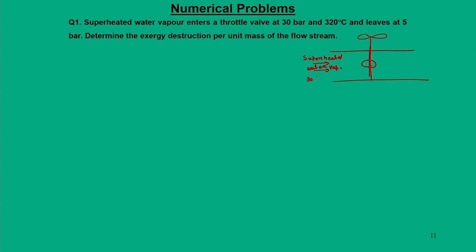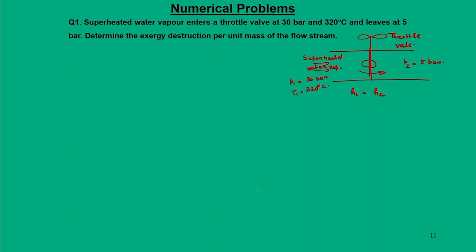So, it is at 30 bar, 320 degree centigrade. So, condition P1 and T1 is given to us, and when the valve opens, it allows this flow, and the stream leaves at P2 equal to 5 bar. So, in this thermodynamic process we can say enthalpy remains the same, which is H1 is equal to H2.